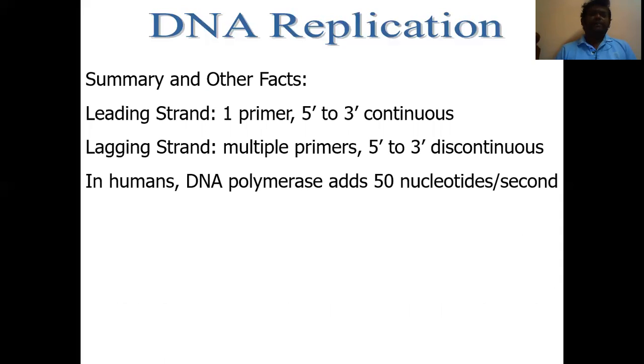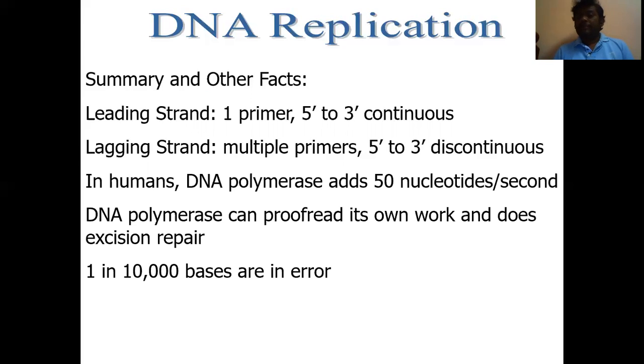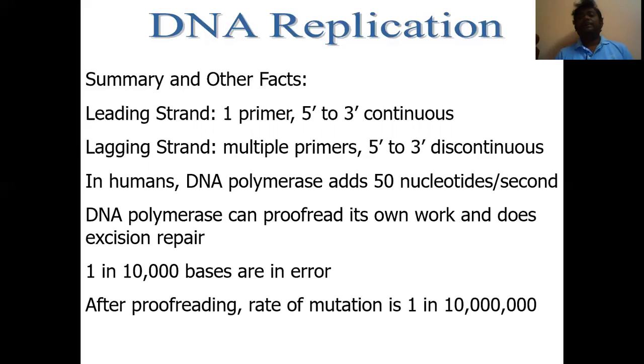In humans the DNA polymerase can add up to 50 nucleotides per second. See how rapidly the DNA polymerase can add. So DNA polymerase can proofread its own work and also it does excision repair. That means if any error occurs in the addition of the nucleotide sequences, the DNA polymerase can proofread and also repair it. After proofreading, unfortunately, mutations may still appear in the DNA sequences.